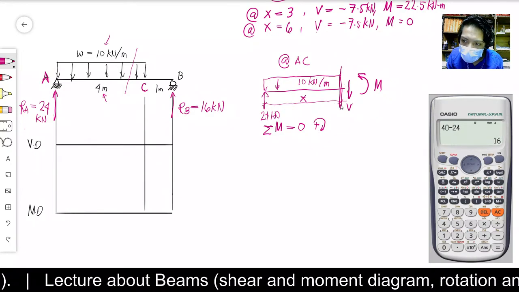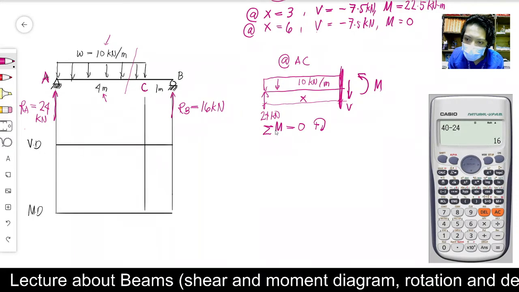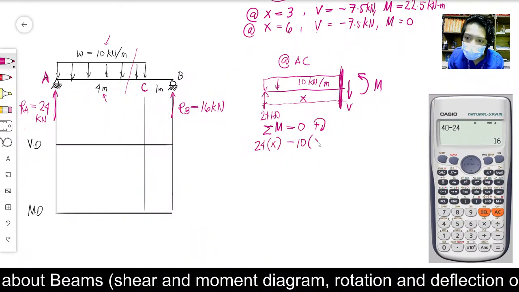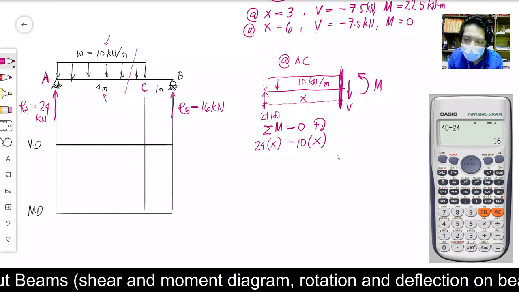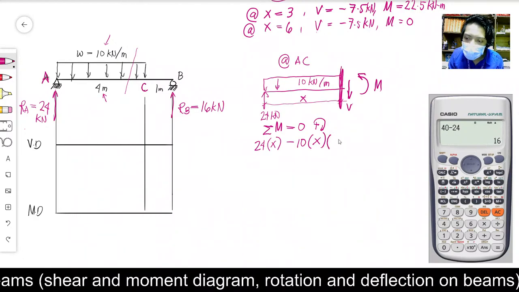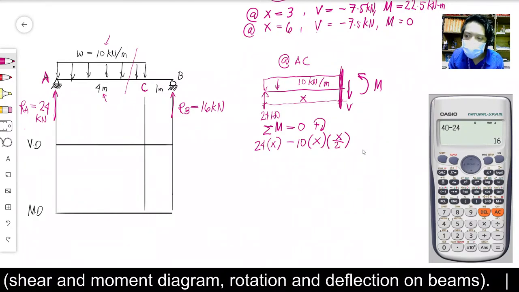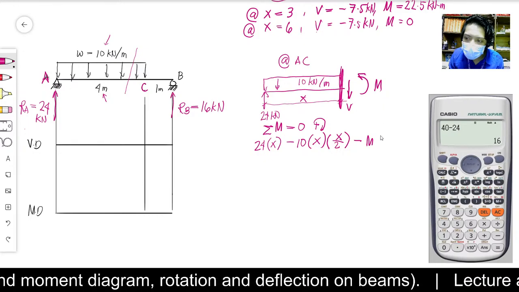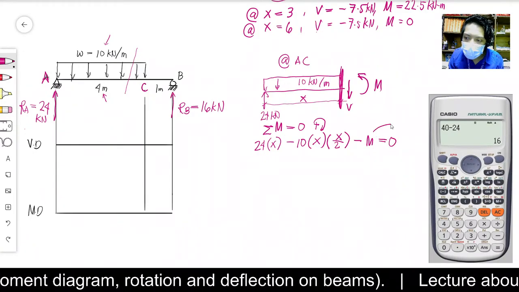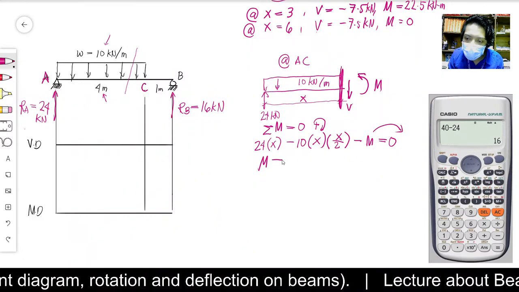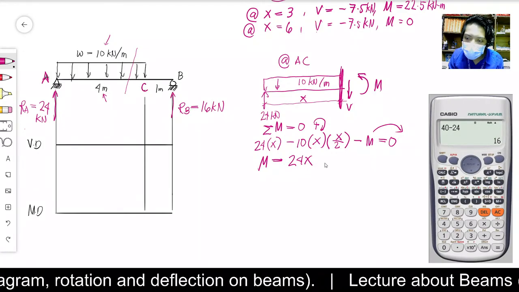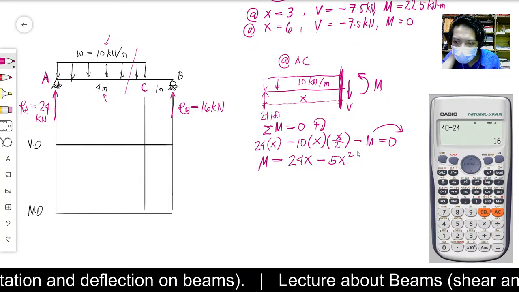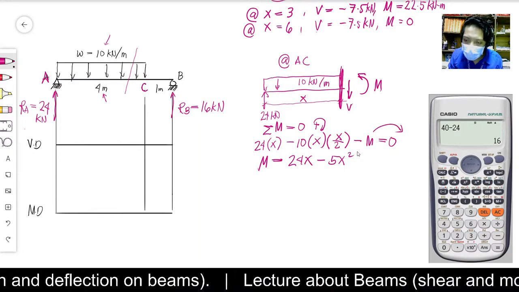Take note, we do not combine the moments. Okay, so the positive moments are 24 times x minus 10 times x. That's the magnitude of the force only, because this is a uniformly distributed load, times the moment arm, that is x over 2. Minus the moment, of course, this moment right here. This is equal to 0. So the moment is equal to 24x minus 5x squared. So this is your equation for the moment.